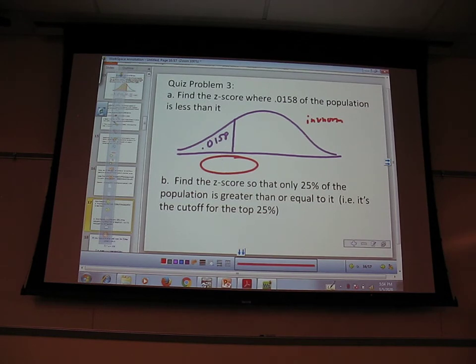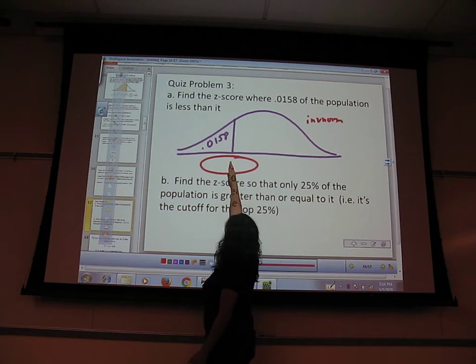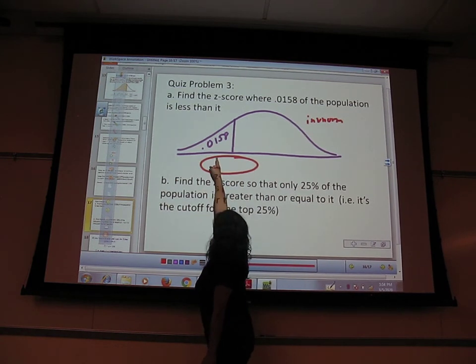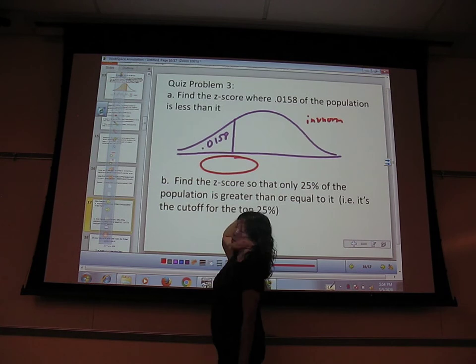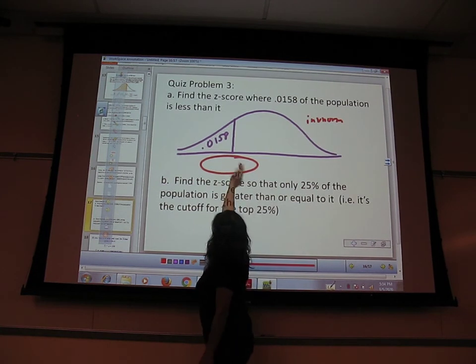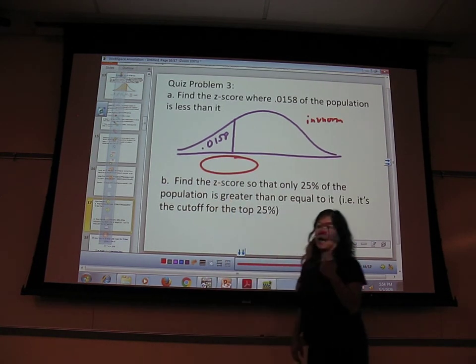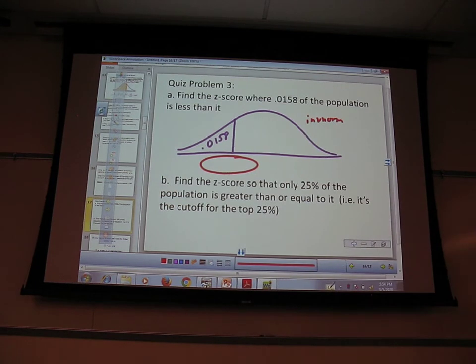Here's my z-score. The area on the left is that area. I don't care about the area on the right, but that's my left area. I only need the left area. If I have the left area, I'm all good. So what is that area? Not a trick question. What's the area? 0.0158. Yes, 0.0158. Great. What did you guys get? Negative 2.15. Negative 2.15. Great.